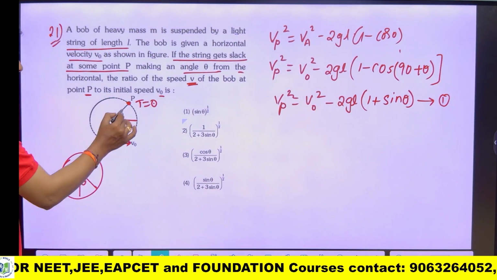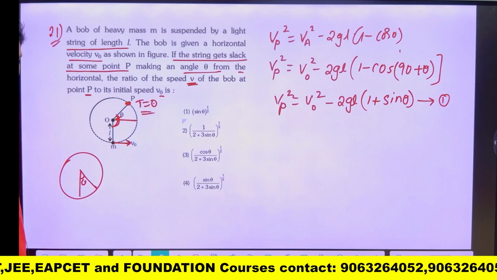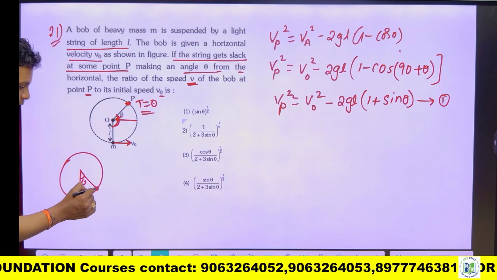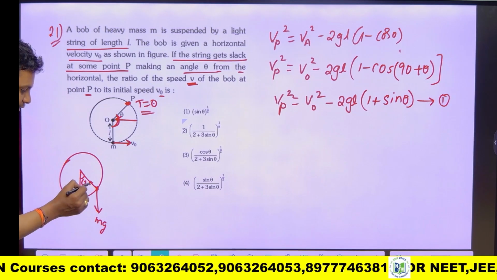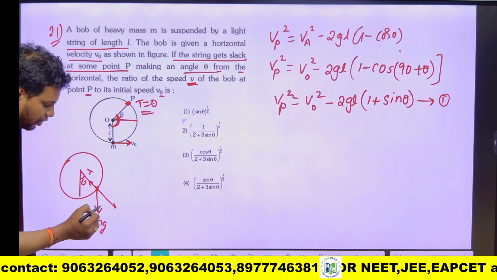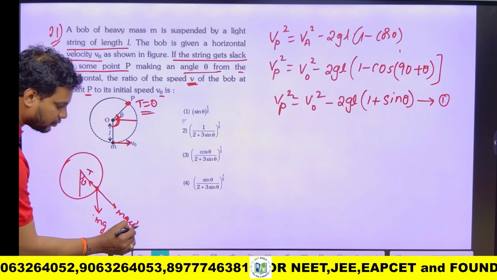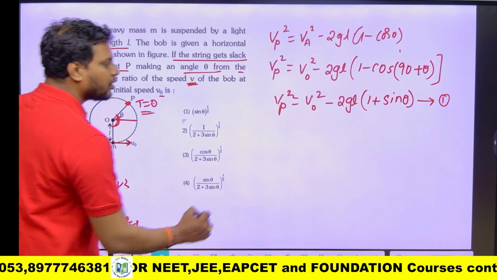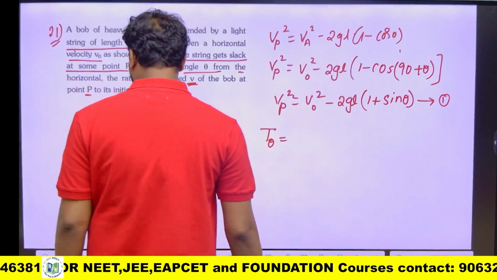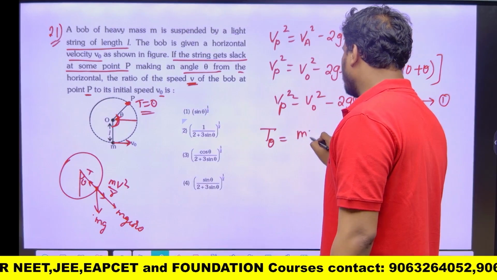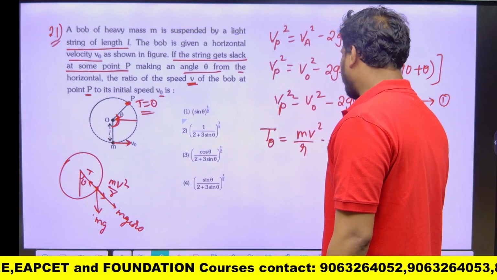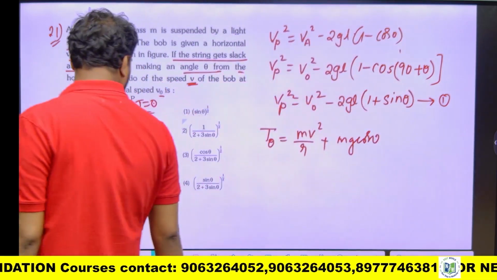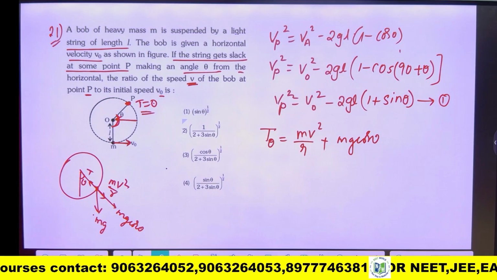Now at the highest point, the tension is 0. Similarly, if I calculate the tension at any point, mg is in the downward direction, I'll take this as tension T, and this component of mg becomes mg cos theta, and one more force will be there, that is centrifugal force, which is equal to mv square by r. Then tension at any point is equal to mv square by r plus mg cos theta. I hope you got this equation.